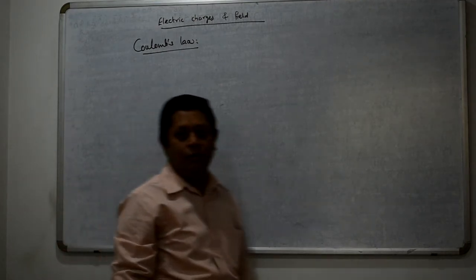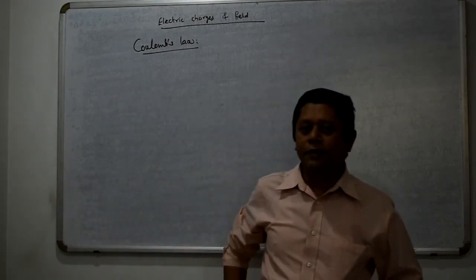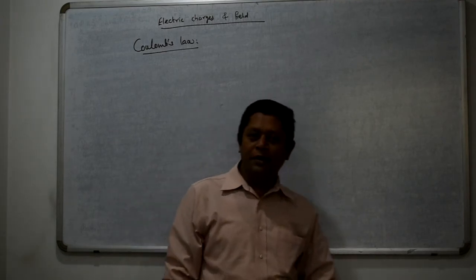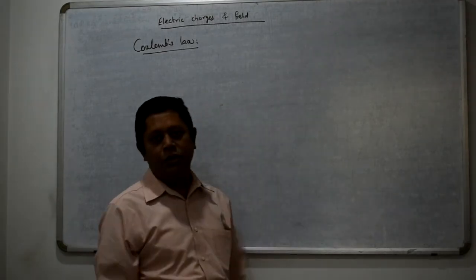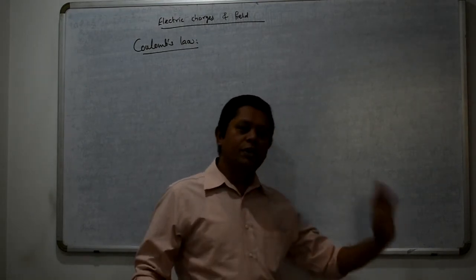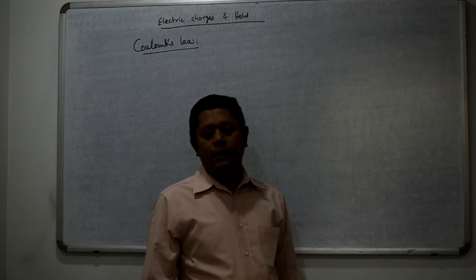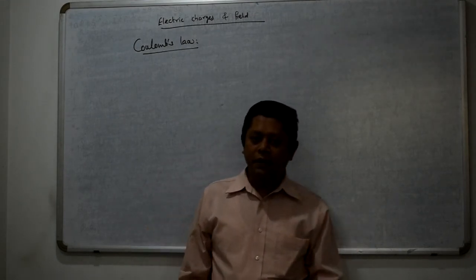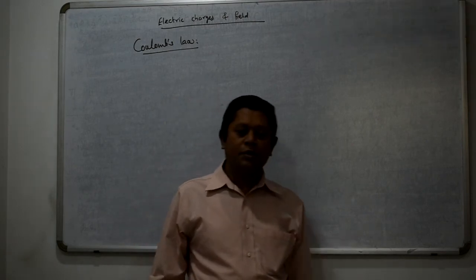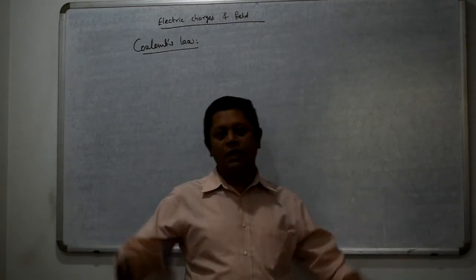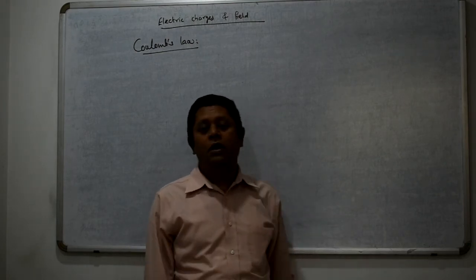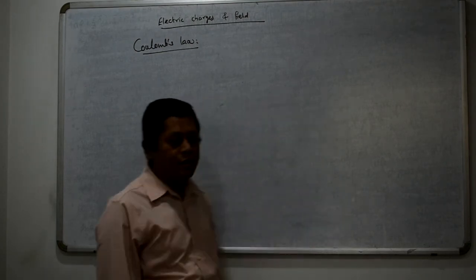Coulomb's law is very similar to the gravitational force of attraction given by Newton. What is Newton's law of gravitation? Any two bodies in the universe having certain mass attract each other. Whatever the distance between the two bodies, this force is always attractive, it is a long range force. It acts along the line joining the centers of two bodies, so it is a central force and a conservative force. All this you have studied about gravitational force.